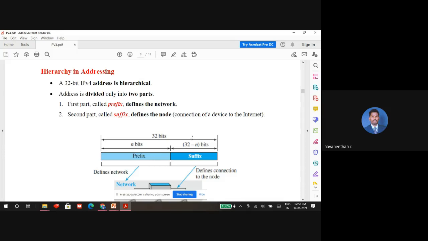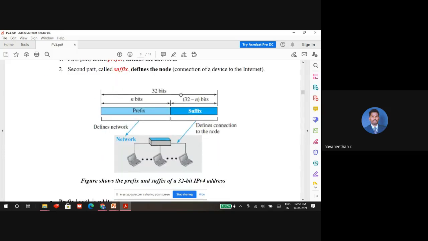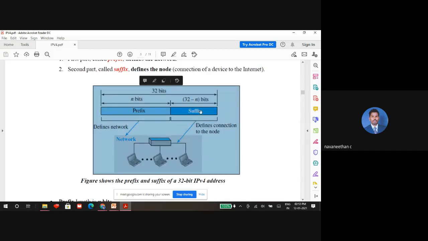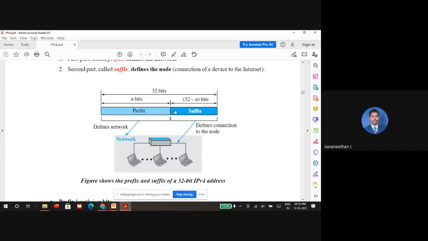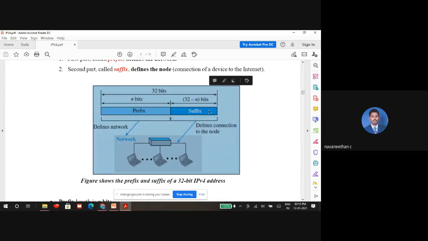So just look at the diagram. Here I have a total size of a 32-bit address. Among the 32-bit address, we have the first part as a prefix and the second part as a suffix. How do we calculate it? Prefix is n bits, and suffix is total bits minus n. Is that clear? The prefix always defines the network, that means the net ID. The suffix, as I said, is the host ID, that means the system ID.